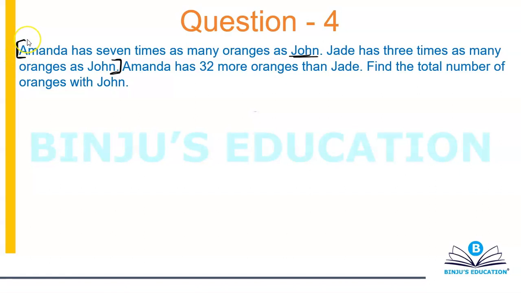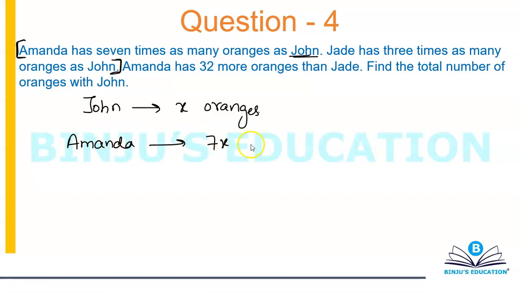Now the values of the number of oranges with Amanda and Jade are given with respect to John for both of them. That is, Amanda has 7 times as many as John. Similarly, Jade has 3 times as many as John. So what I'm going to do is assume that John has a total of x oranges, which means Amanda will have a total of 7x oranges, and Jade will have a total of 3x oranges.